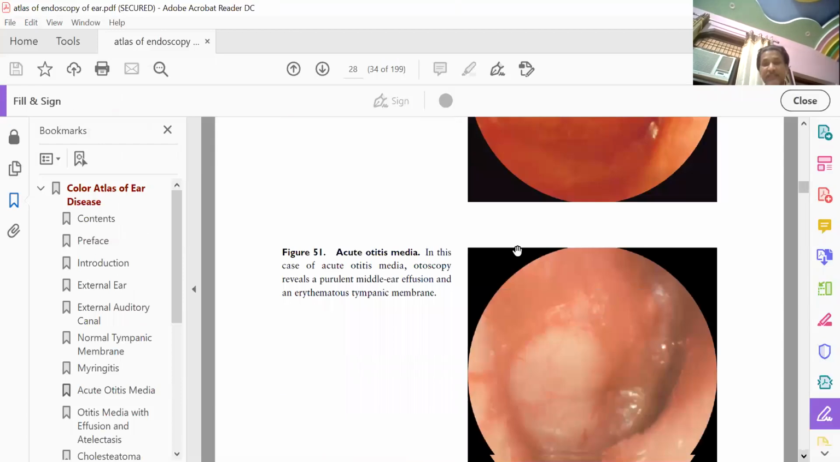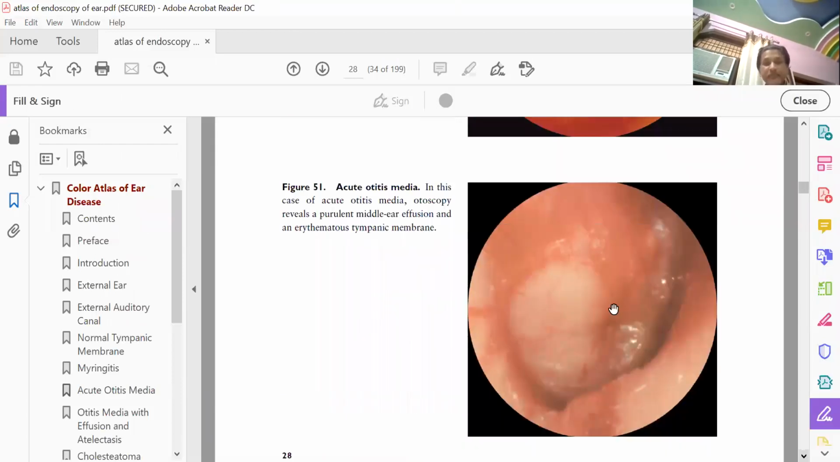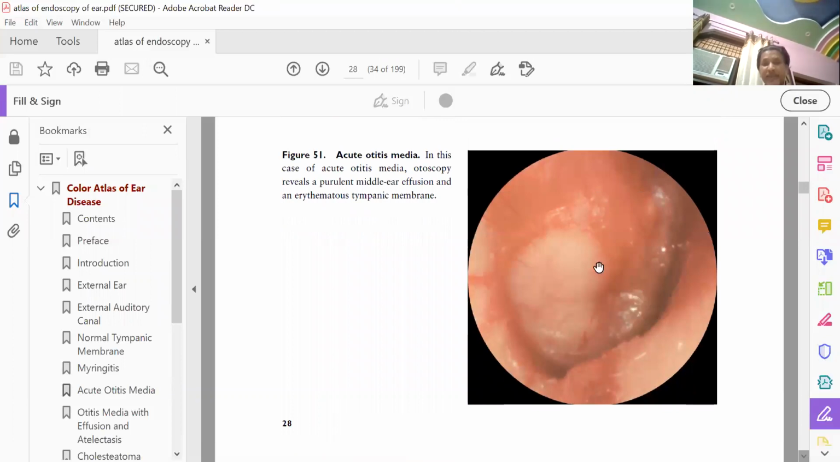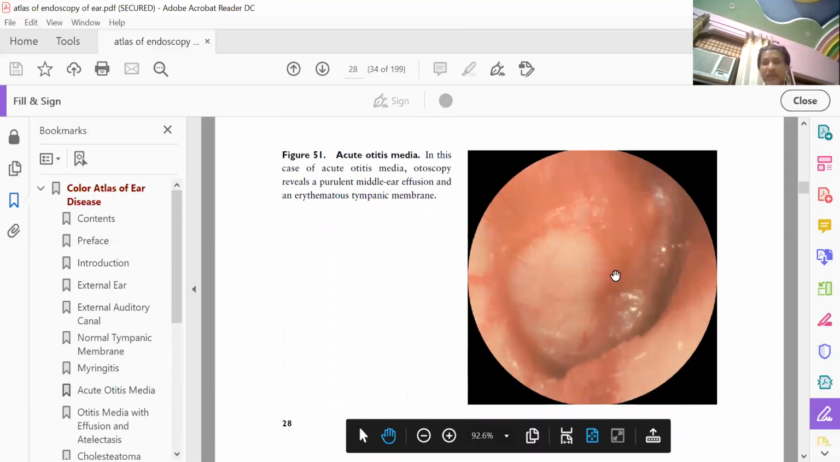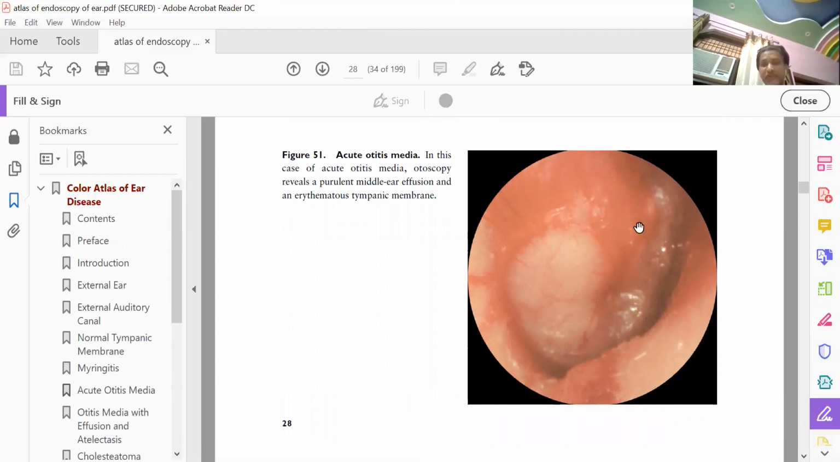Yeah, this is again acute otitis media. Another picture. You can see there is bulging of the posterior quadrant also. There is corrugation in the senses.